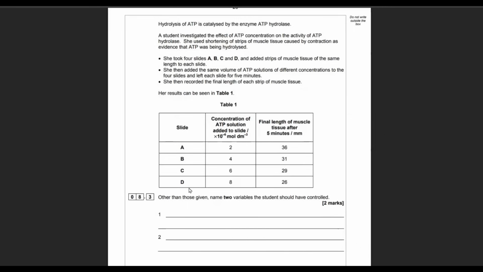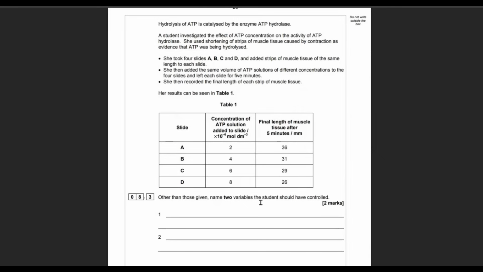She took 4 slides, A, B, C, and D. So we've got slides A, B, C, and D in our table here, and added strips of muscle tissue of the same length. She then added the same volume, which is a good control variable, of ATP solutions of different concentrations. Obviously the independent variable is that she's changing the concentration in moles per decimeter cubed. She left them for 5 minutes, then recorded the final length of each strip. So what is the effect of ATP on the length of muscle tissue? They'll probably ask us that, but you should be bearing that in mind as you skim read through this.